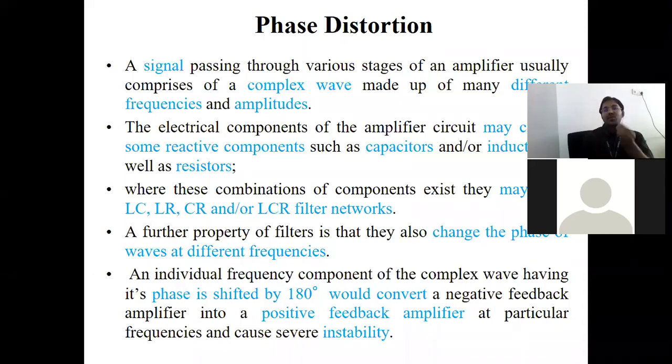We will see why we need negative feedback when we go to the feedback amplifiers unit. But what happens is, you want negative feedback, but due to phase distortion the signal is shifted, and instead of having negative feedback, you end up getting positive feedback, and that results in instability. This is a common problem due to phase distortion.